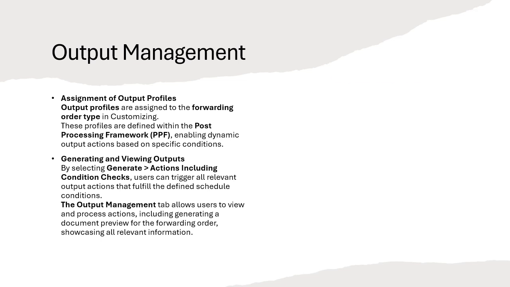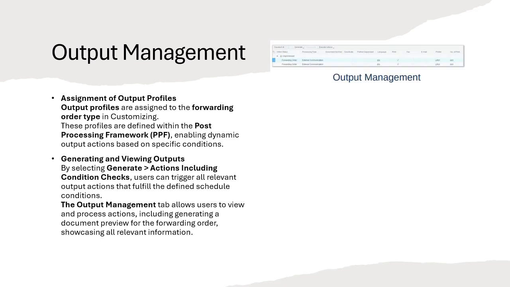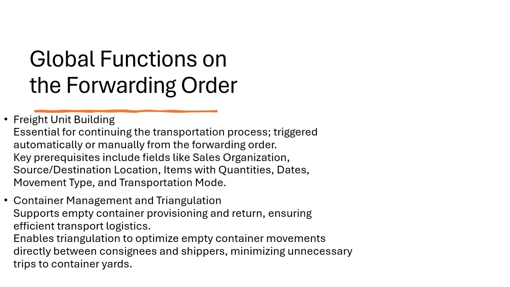So this image shows how output management processes in SAP TM, which also include the generation and distribution of key transportation documents such as confirmation, waybill, invoice, and the system also automatically triggers these outputs based on predefined conditions, which ensures timely communication and documentation during the transportation life cycle. And next is the global function on forwarding orders.